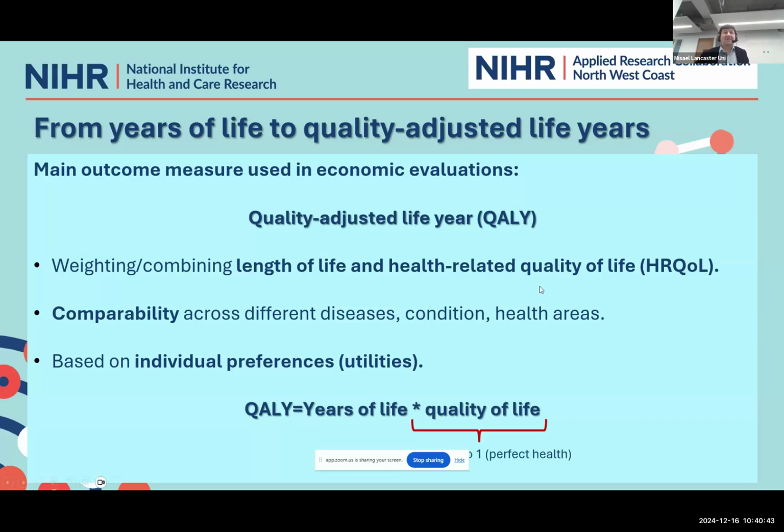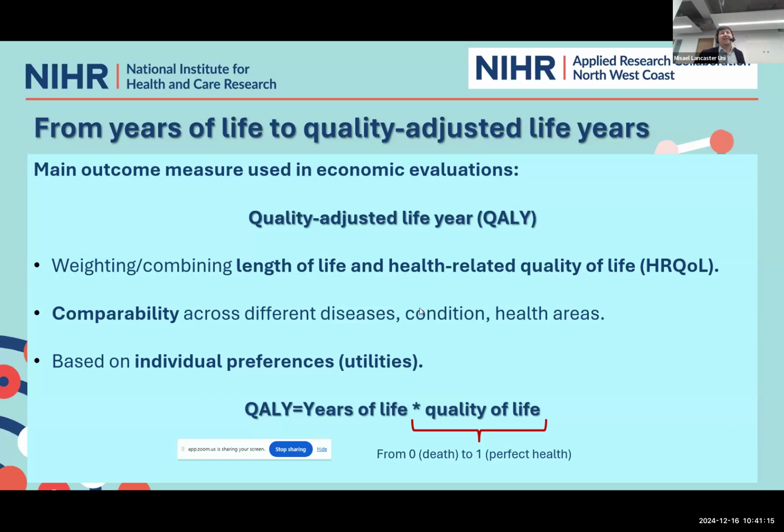How do we construct it? The quality of life goes from 0, death, to 1, perfect health. So if the weighting is 1, the quality of life will be the number of additional years. And if the quality of life is 50%, then 1 additional year will be valued as a half year.